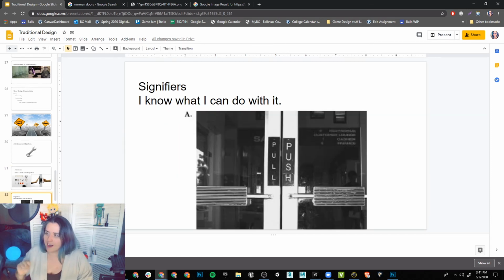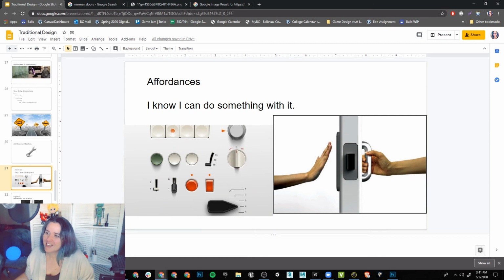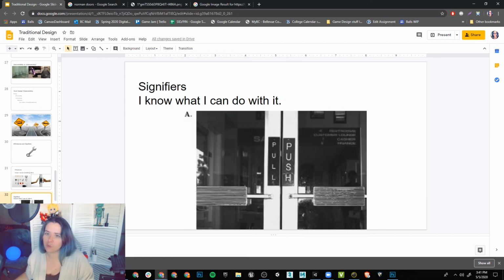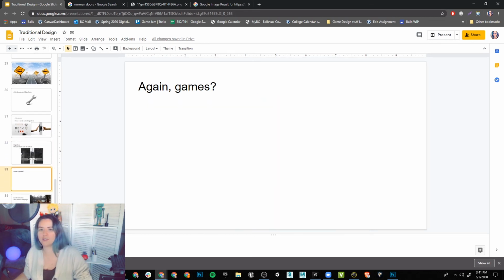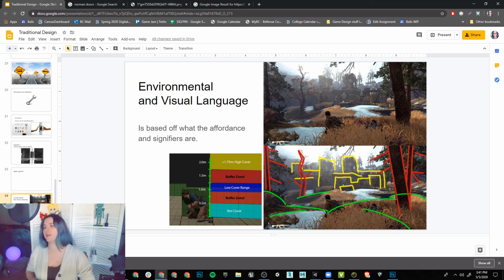Signifiers. I know what I can do with it because there's signage, kind of. All right? Affordances is what we want to use primarily, and when our affordances fail us, we start to go into signifiers. All right. Okay, games. What does this have to do with games? But games, though.